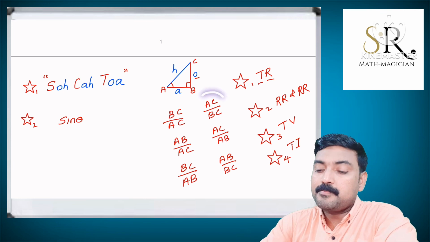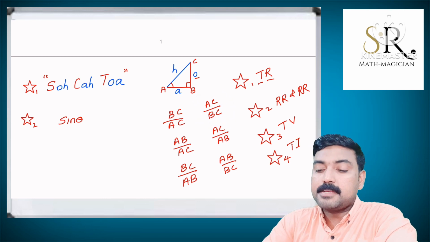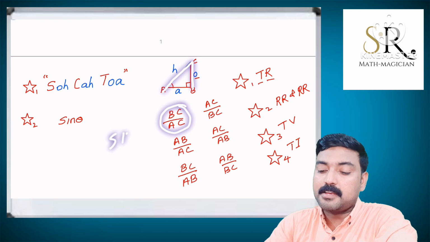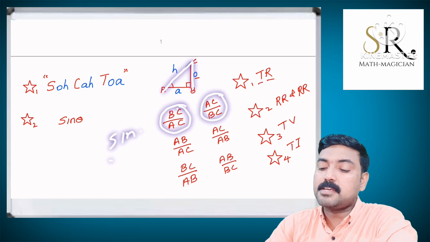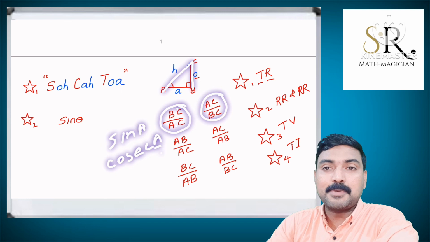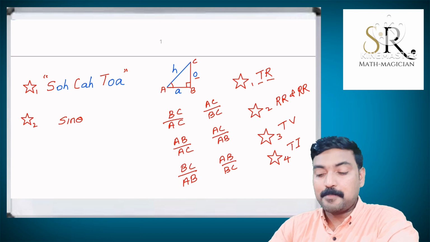What are the names? AC by BC. AC means hypotenuse, BC means opposite side. Hypotenuse by opposite is just the reverse of sine. Sine is BC by AC, so this is known as cosec. What's the name? Cosec A. Why is A coming here? Because with respect to A, we decided which is the opposite side, which is the adjacent side, and which is the hypotenuse. Hypotenuse is already there.